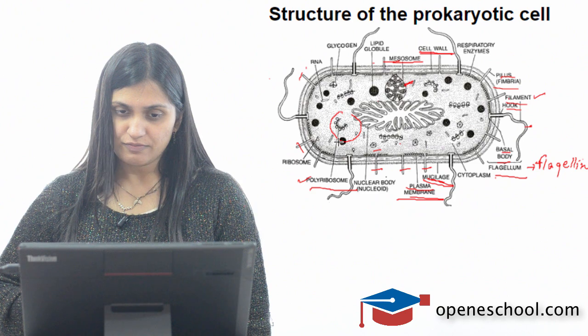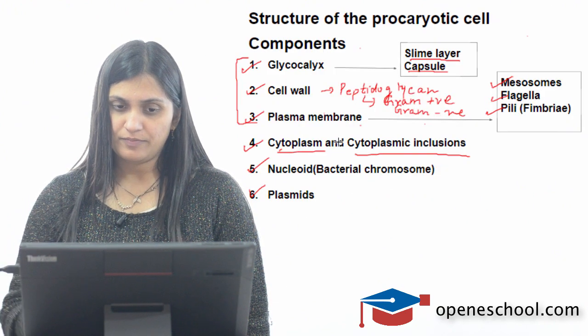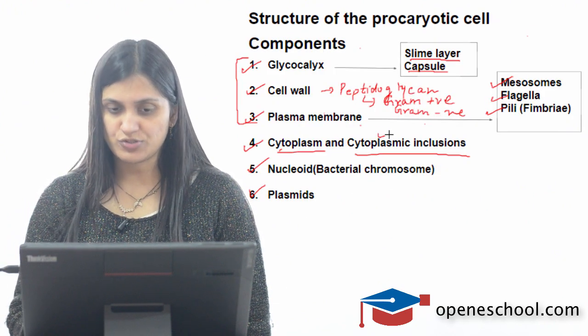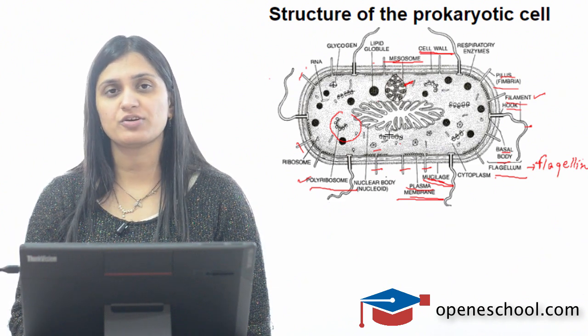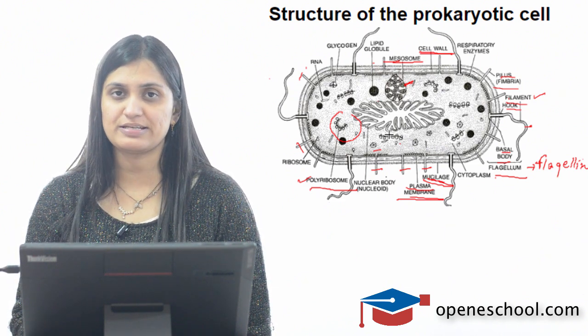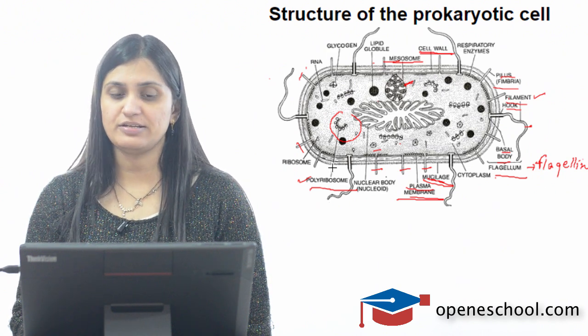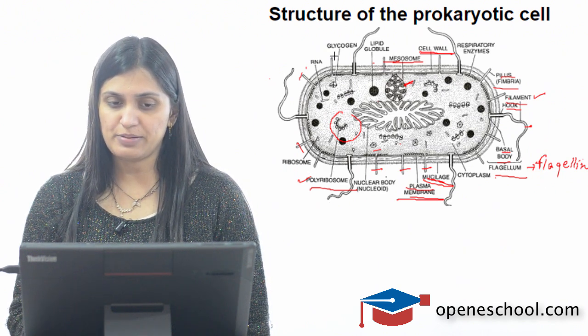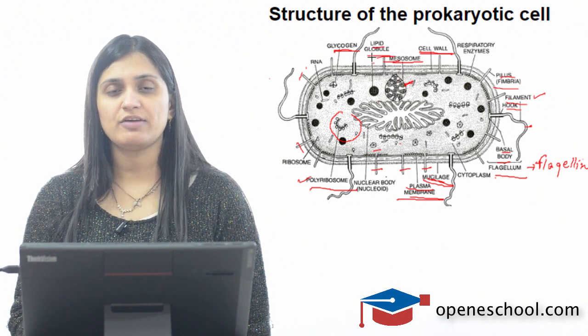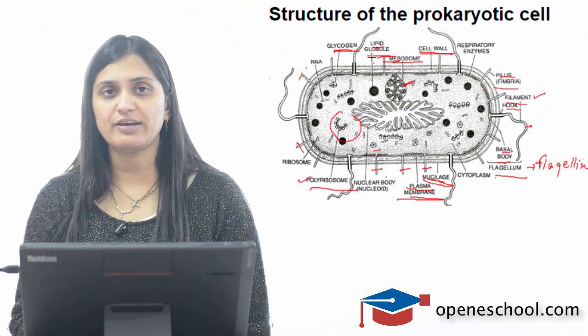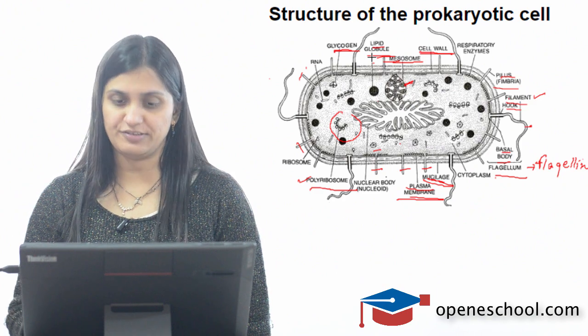Next we can see the cytoplasmic inclusions. Cytoplasmic inclusions are non-structural, non-living components present in the bacterial cell. They are reserve materials, and examples of them are glycogen, lipid globules, then we have cyanophycin granules and also phosphates.